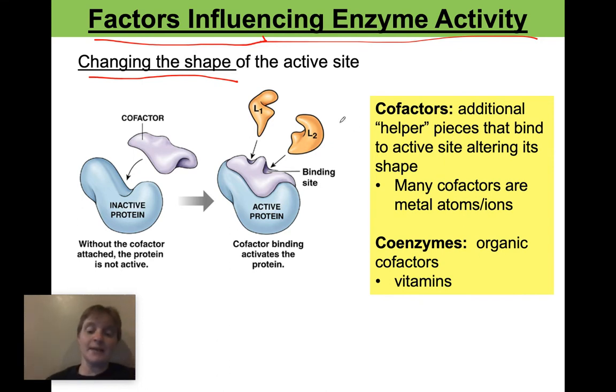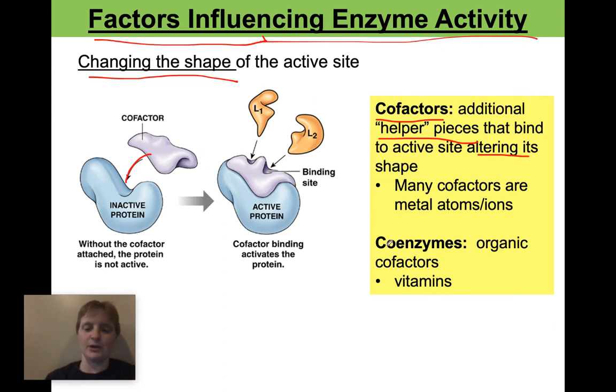So this is an example of that. These are cofactors. Cofactors are helper pieces that bind to the active site and help it do its job better, okay? And that alter its shape. So here we have an inactive protein. It's not the right shape. It can't do its job yet. But if we add the cofactor, suddenly it has the correct shape that it can do its reaction and convert these into something else, okay? So it needs a cofactor to do its job. Think of it like this guy turns the protein on. Without this guy, the protein doesn't work.